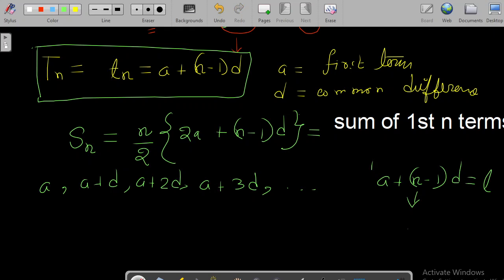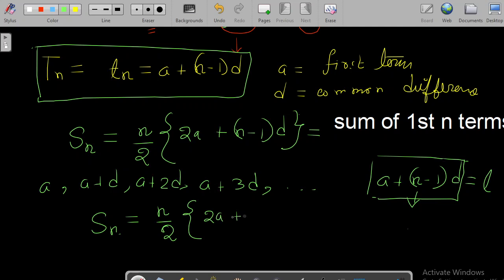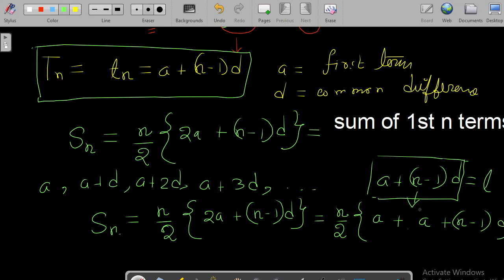Now observe this: a plus n minus 1 into D is the last term. So the sum of the nth term becomes, as I wrote previously, n by 2 within bracket 2a plus n minus 1 into D. I have to break the inner side, and it becomes a plus, within bracket, a plus n minus 1 into D, because we know that thing.